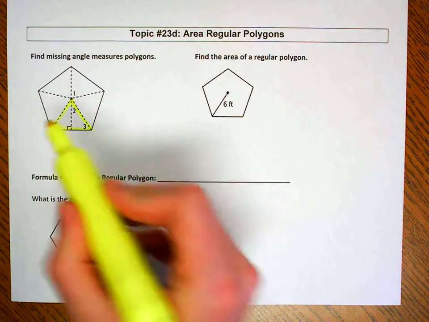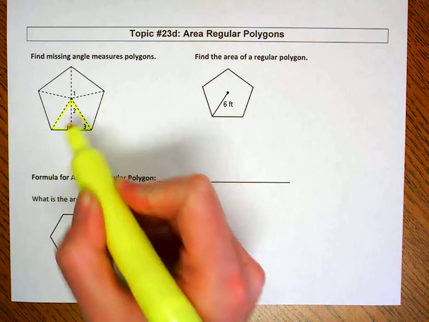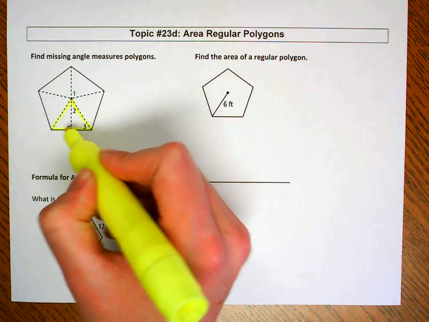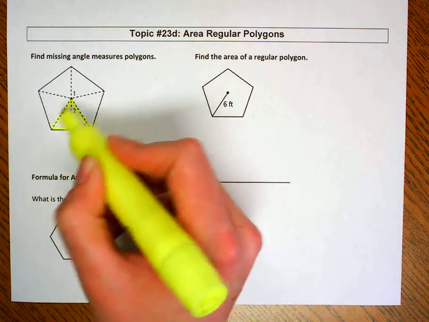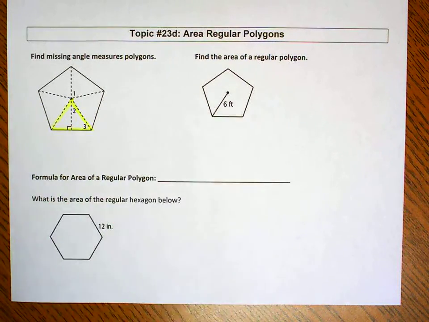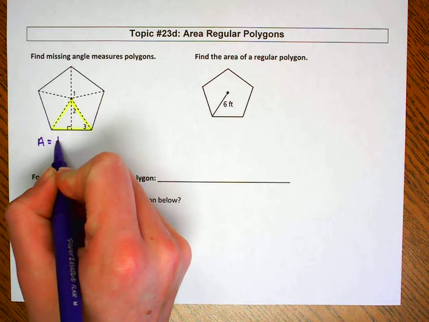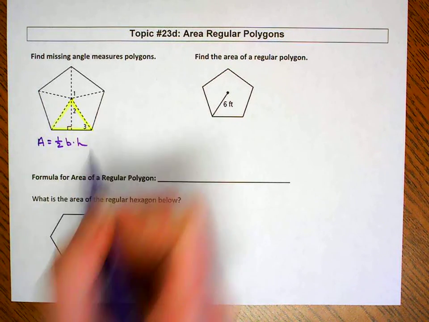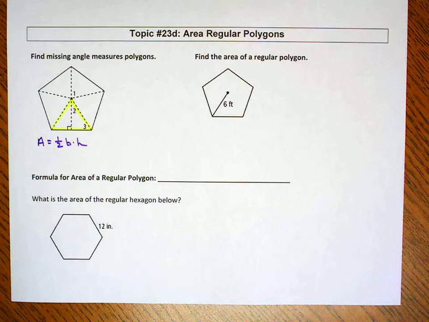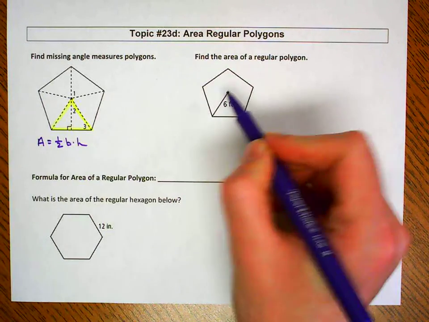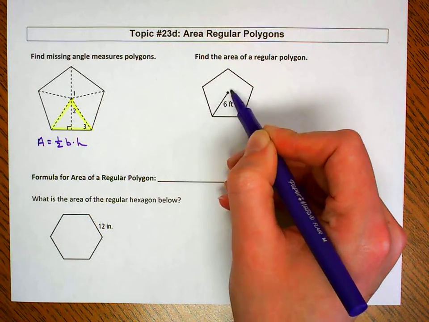You can prove it using angle, side, angle, if you want, since the sides of this pentagon are going to have the same length, and then all of the interior angles will also be the same. That's what it means to be a regular polygon. But if we want to find the area of this triangle, we're going to use the formula area equals 1/2 base times height. So the problem is sometimes we'll give you the base, sometimes we'll give you the height, and sometimes we'll give you this thing called the radius.